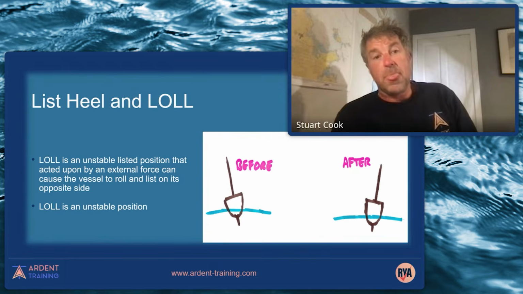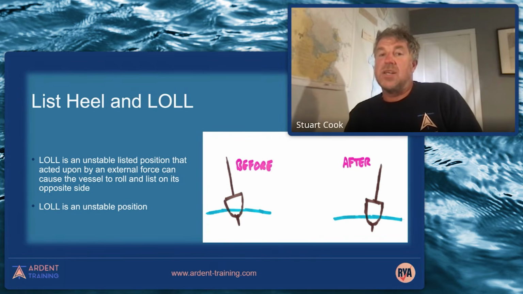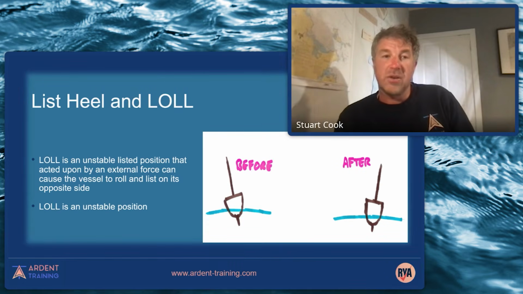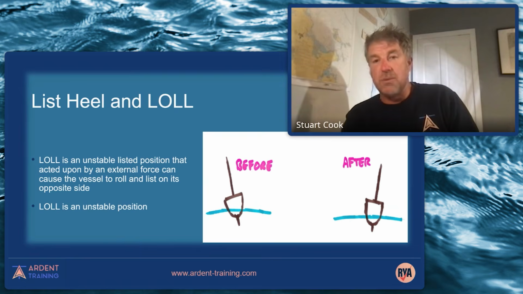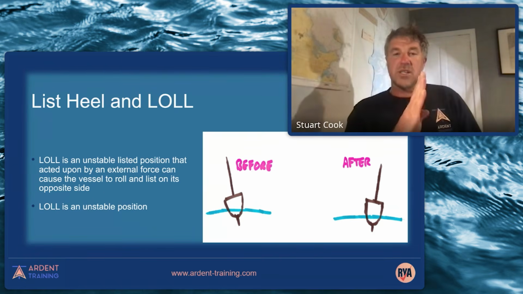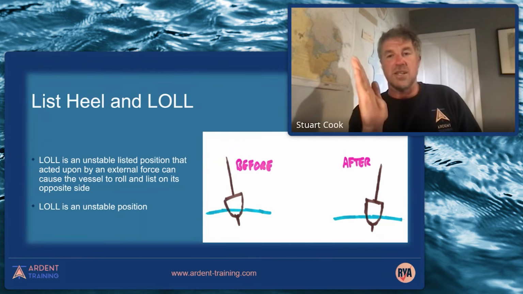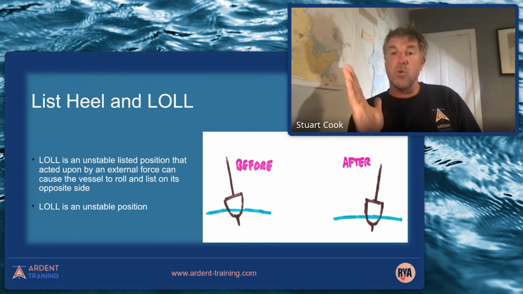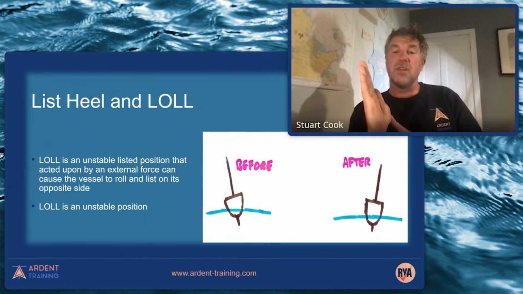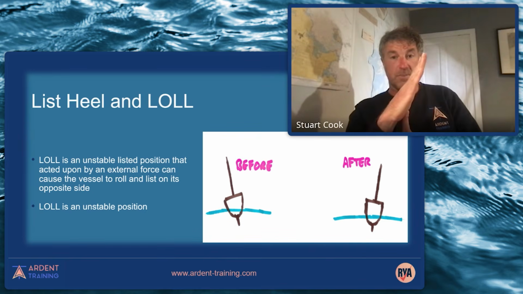And loll is basically when we have a listed position, but it's actually unstable because it doesn't go back to its home position. So it might start on this side, get acted upon by an external force which takes it to this side, but it doesn't come back to there. It's unstable because it doesn't have that stability effect to return to its home position.